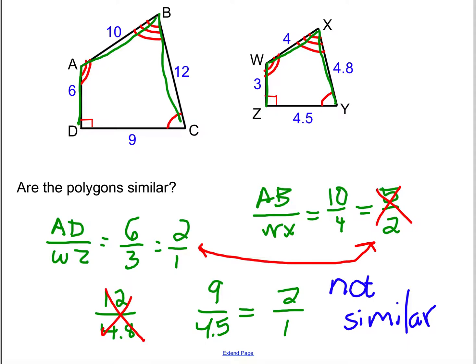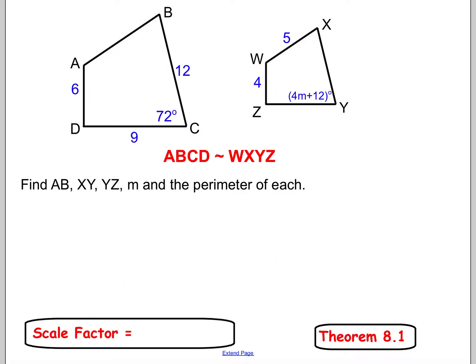Okay. A couple more practice problems and then we will be done. This time, it tells you that these two polygons are similar. That's what this means. Remember, this says quadrilateral ABCD is similar to WXYZ. So what it asks us to do is to find AB, find XY, find YZ, find M, and find the perimeter of each.